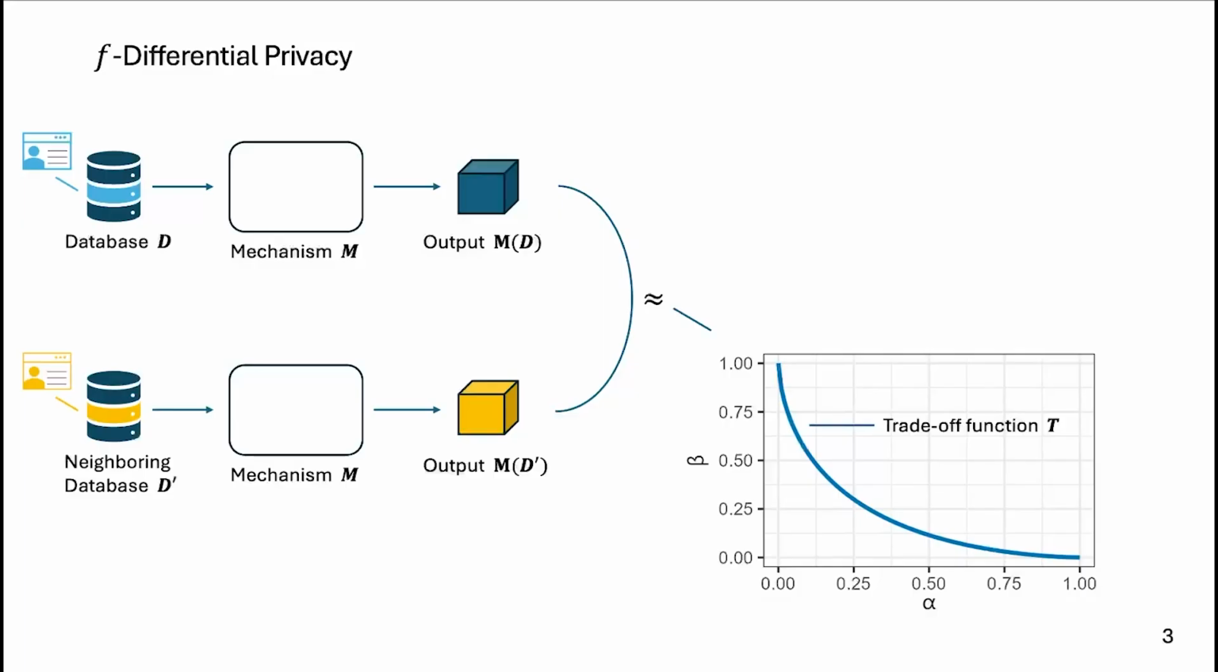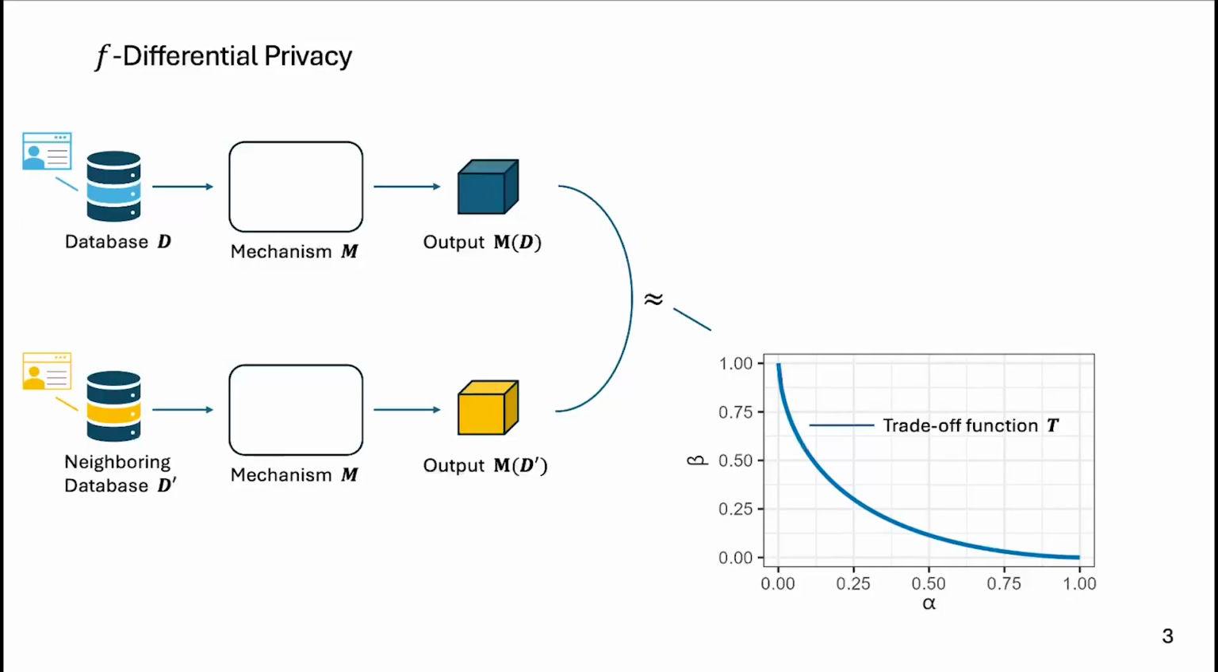One important piece of information from this trade-off curve T is that no adversary will achieve a combination of type 1 and type 2 error below this curve, because any combination that lies below this curve would be better than the optimal test, the optimal likelihood ratio test, and that is not feasible. So this trade-off curve very well indicates how distinguishable these two outputs are.